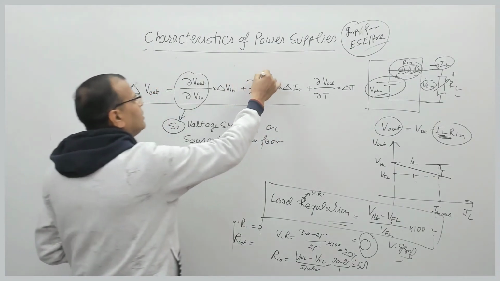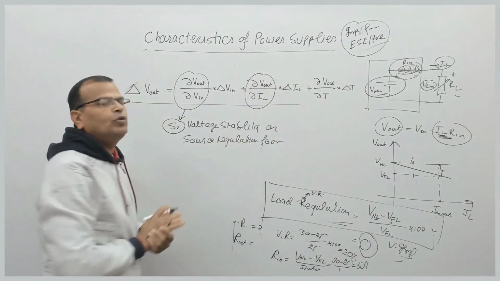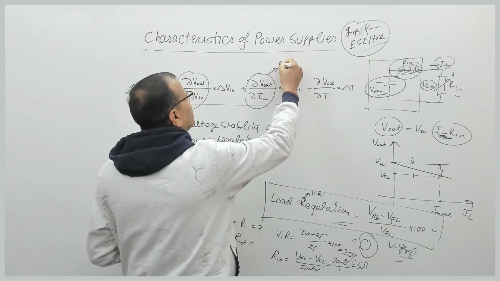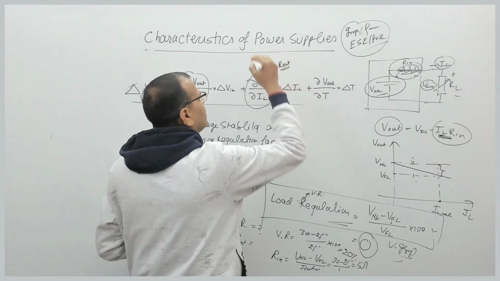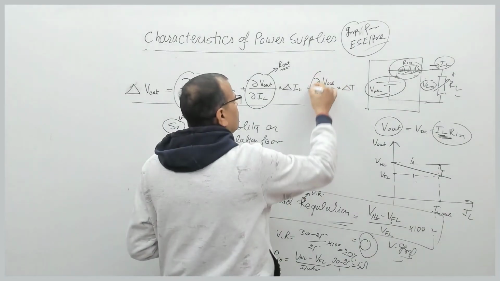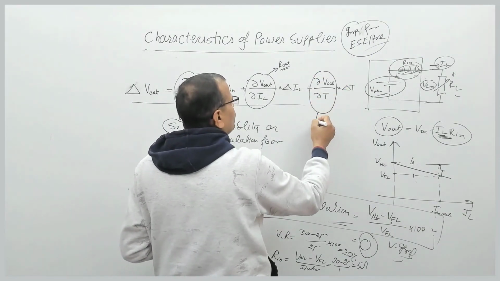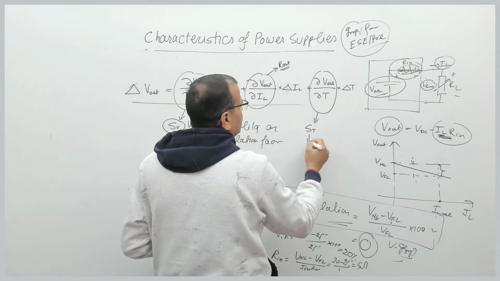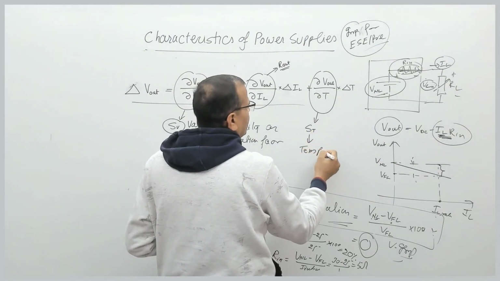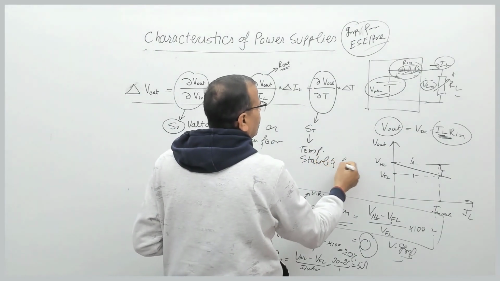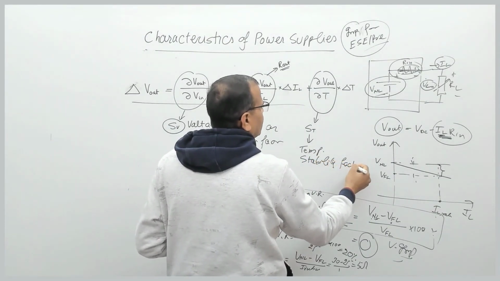Second, this term is variation in output with respect to variation in load current. This is sometimes called output resistance, right? So that is known as output resistance. And third is variation in output voltage with respect to variation in temperature, and this is called the temperature stability factor, right? That is the temperature stability factor.